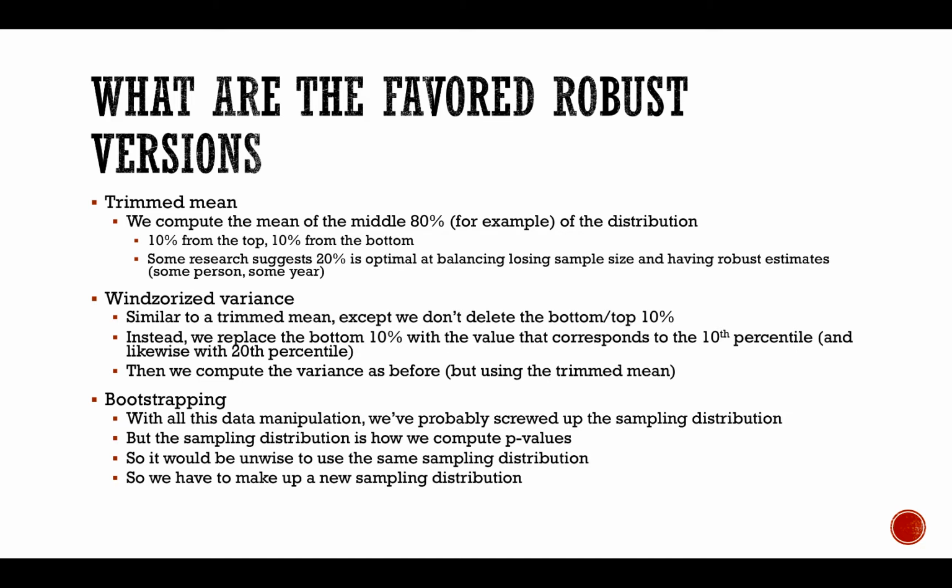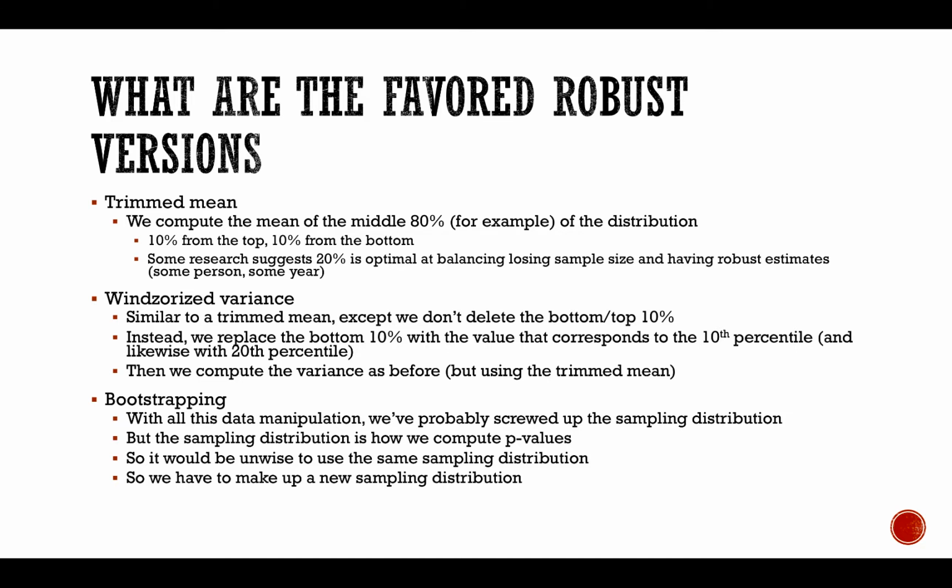And then there are Winsorized variances, which are similar to trimmed means, except we don't delete the top and bottom 10%. Instead, what we do is we replace the bottom 10% with the value that corresponded to the 10th percentile. And likewise, we do that with the 90th percentile. And so then we compute the variance as before, except remember, in a variance we compute the deviation from the mean, but this time we compute the deviation from the trimmed mean. And now those bottom 10% all have the same value, and that's what we use to compute the variance.